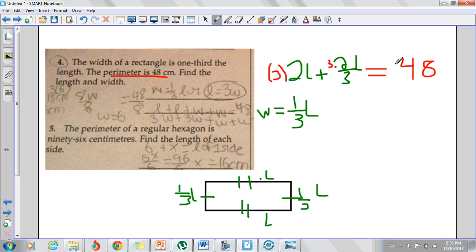So in other words, I just multiplied everything by 3, and I'll end up with 6L plus 2L equals whatever 48 times 3 is. So now I'm left with 8L equals 48 times 3, which is, I believe, 144. So I'll end up with 8L equals 144. So you can solve that just by punching it into your calculator and dividing each by 8.